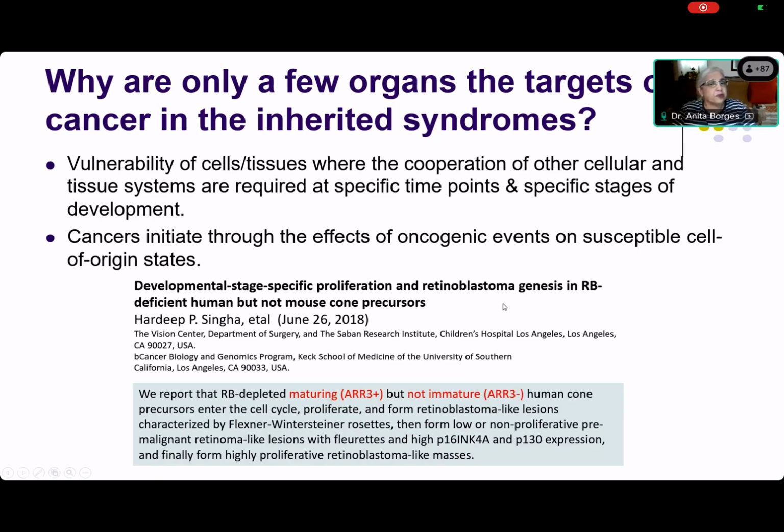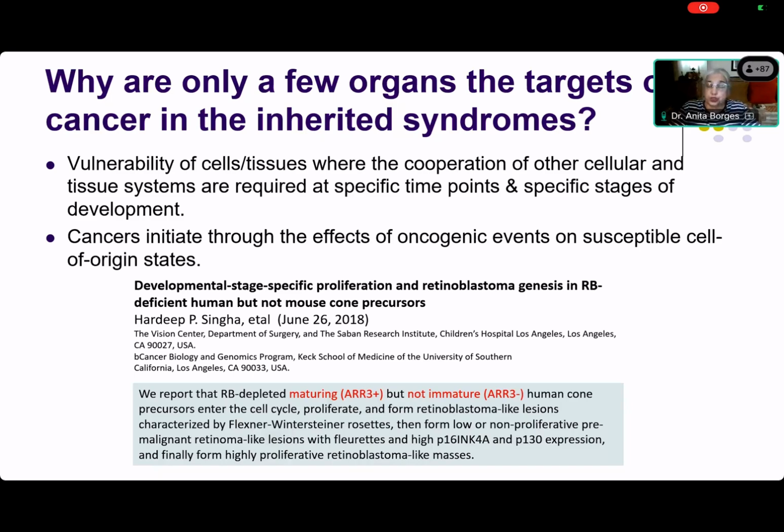If you look at it, the vulnerability of cells and tissues is according to where the cooperation of other cellular and tissue systems is required at specific time points and specific stages of development. First of all, we know about redundancy, and that answer is very pertinent here. Once the embryo has developed normally and you have one abnormal gene, that gene probably has a very specific role at a specific stage of development in that particular organ. If the loss of that gene can be replaced by other cellular genes or tissues with the help of whatever other tissues are around it, then you won't get the cancer. And this is something that we have to understand.